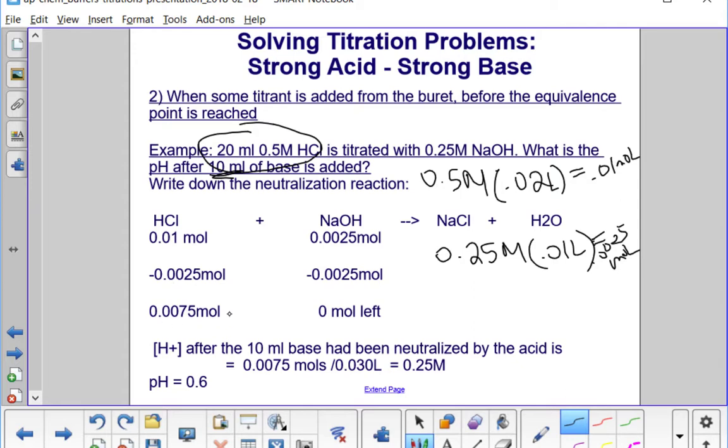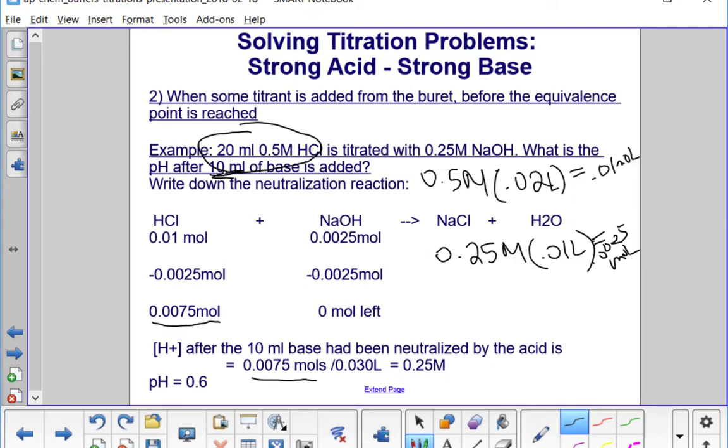and here's my amount of moles of acid that's left. Now, in order to find the pH, I need the concentration of the acid. Well, concentration is moles per liter. So I take this moles, put it in here, moles per. Now, our volume has increased, right, by 10 milliliters.